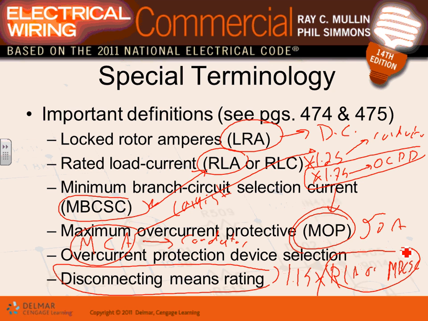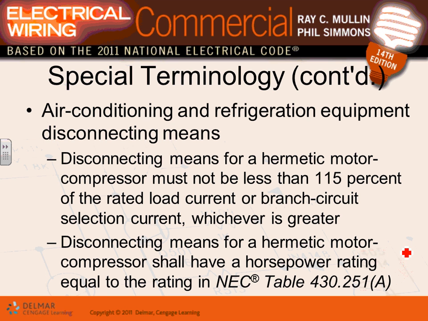To summarize, guys, when you have an air conditioner, you need a disconnect, you size it 1.15. You need an overcurrent protection device, you size it 1.75, or you use the nameplate, whatever it says on the nameplate, maximum. You need a conductor, you size it 1.25 multiplied by rated load amp or branch circuit selection current, or if it's there, use the minimum circuit ampacity. All this terminology, gentlemen, you're required to do it.